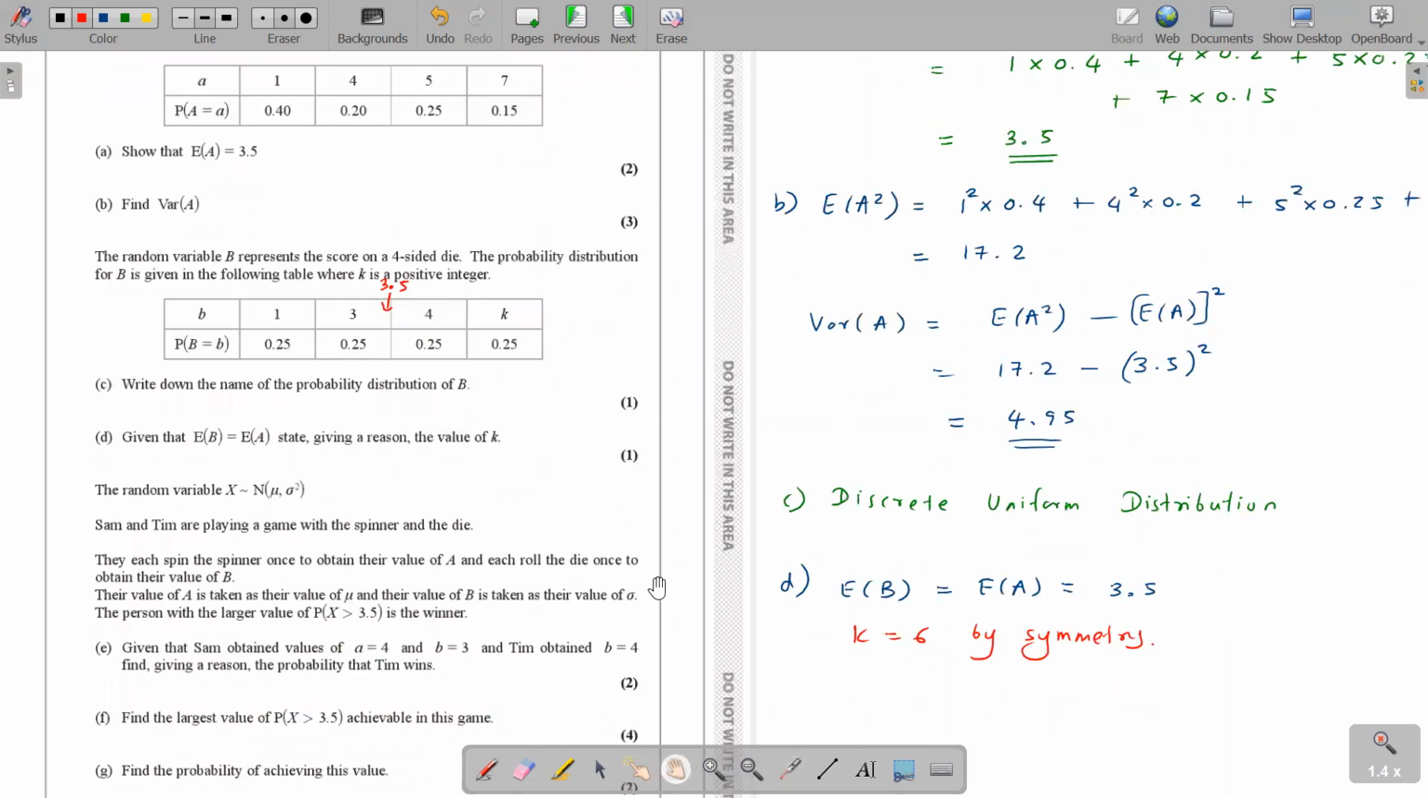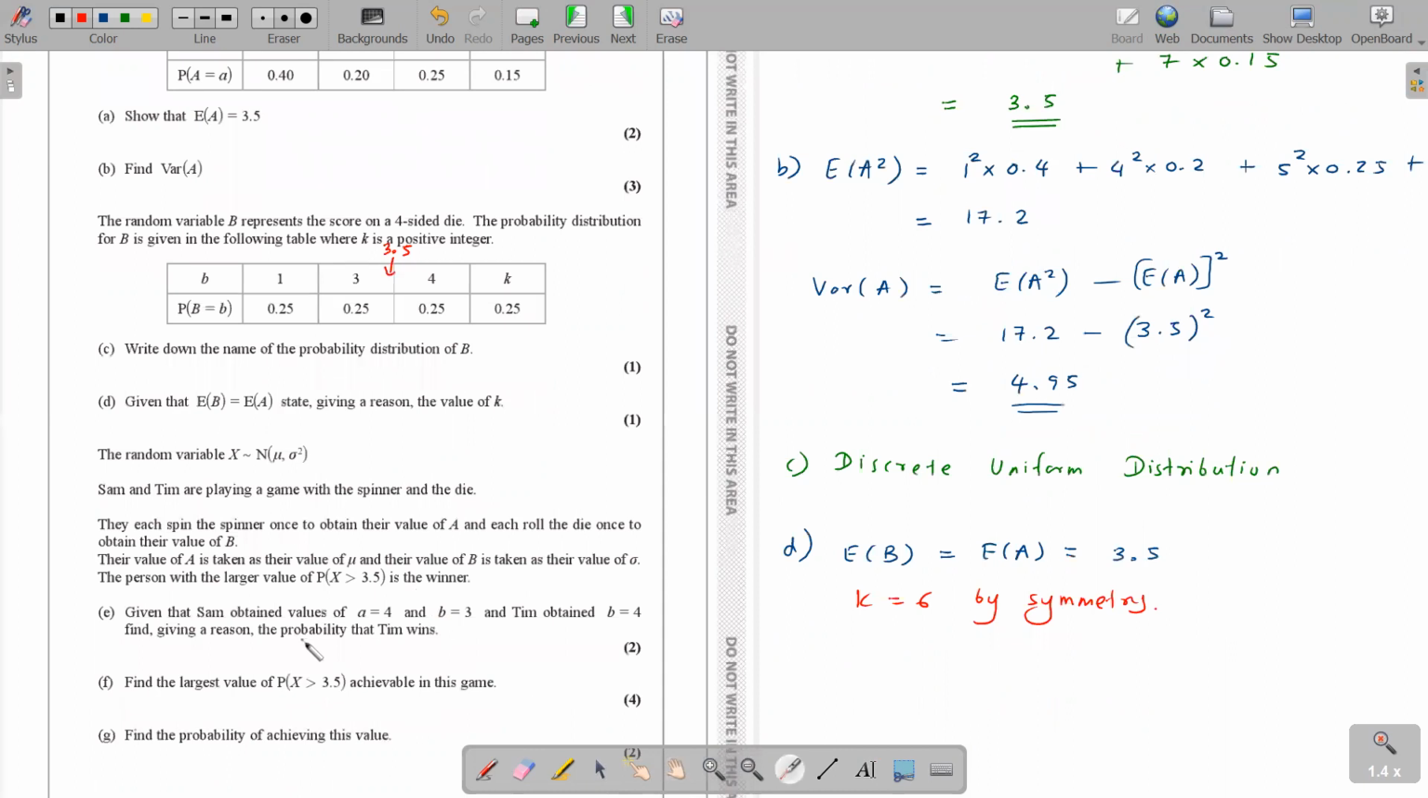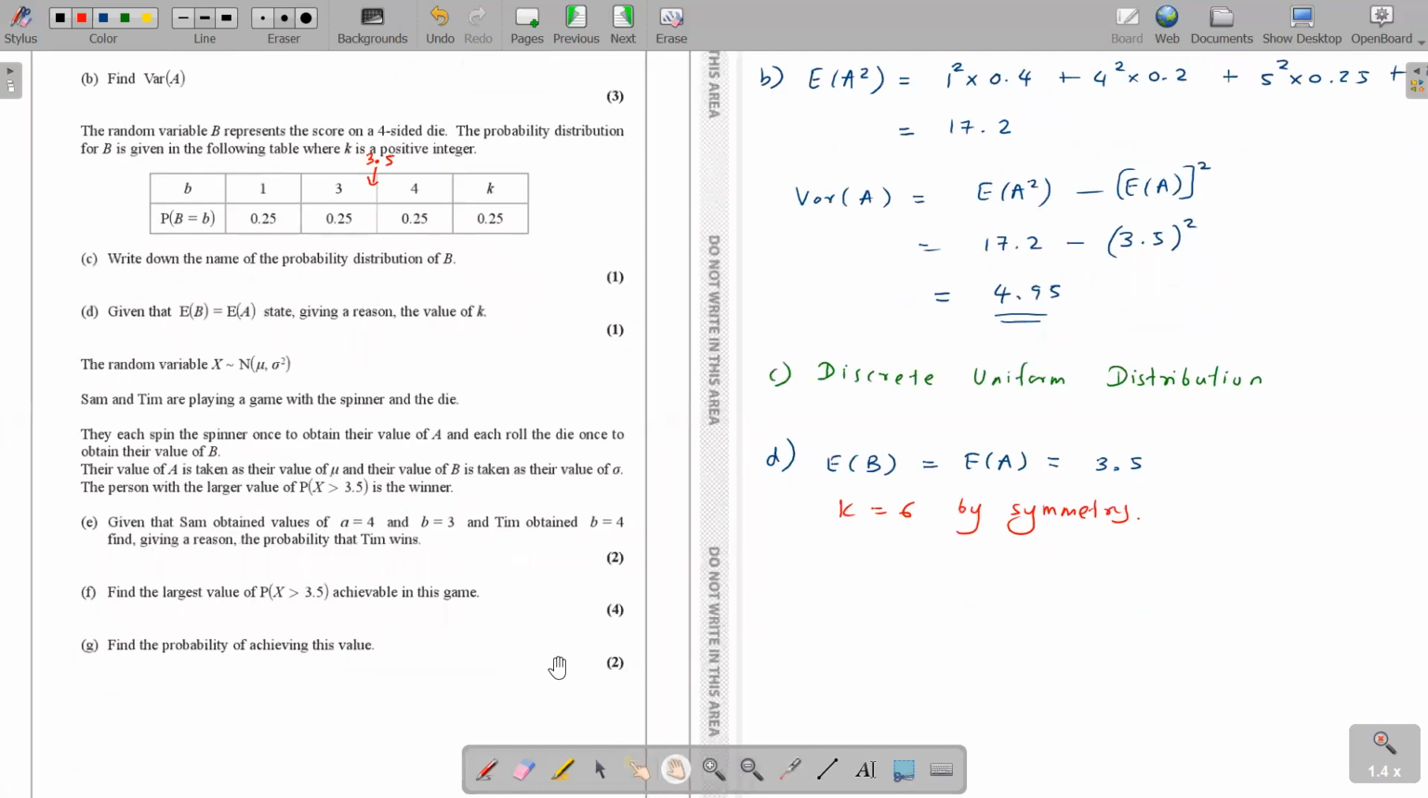So in part E, they say given that Sam obtained values of A equal 4 and B equal 3 and Tim obtained B equal 4, find giving a reason the probability that Tim wins. So you have to find the probability that Tim wins. Okay, so this is just 2 marks. But you have to do a little bit of thinking here. 2 marks should tell you the method is not that complicated, but you need to find out how to do this in the easiest way. Okay, so this is what we do now.